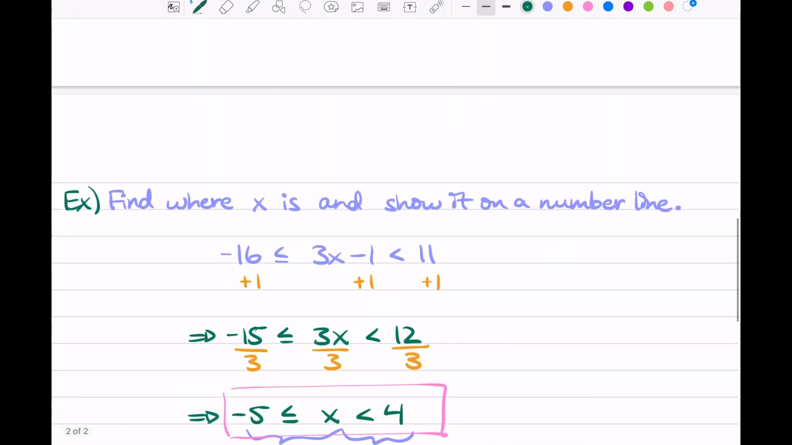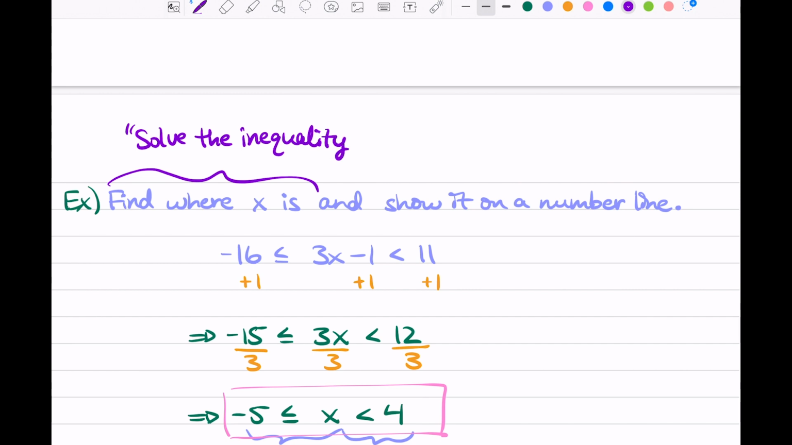All right, and just a note, when you're doing these problems, they're going to be worded a little differently than what I have. Instead of saying find where x is, it'll say something like solve the inequality. That's the fancy way of saying it. And instead of show it on the number line, they'll say graph the solution. So these are the words that fancy math folks like to use. It makes them sound serious and professional. Well, I am neither serious nor professional, so I use simple words.